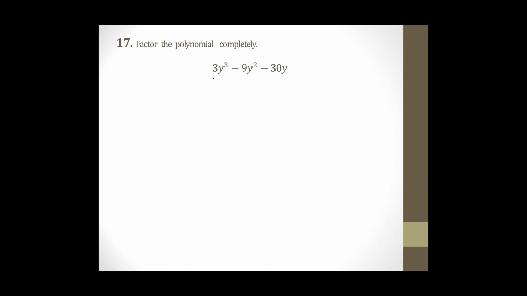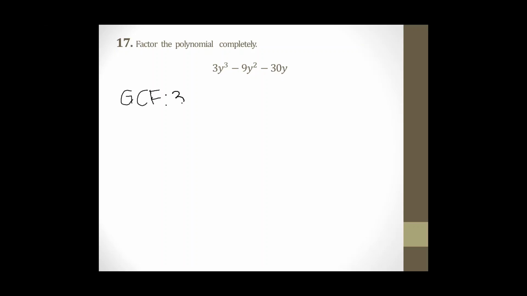So let's start with our coefficients. We've got 3, negative 9, and negative 30. So can someone tell me the greatest common factor? Just looking at the coefficients. So between 3, 9, and 30. Can anyone tell me what the greatest common factor would be between just 3, 9, and 30? 3. Awesome. So we're going to write 3.